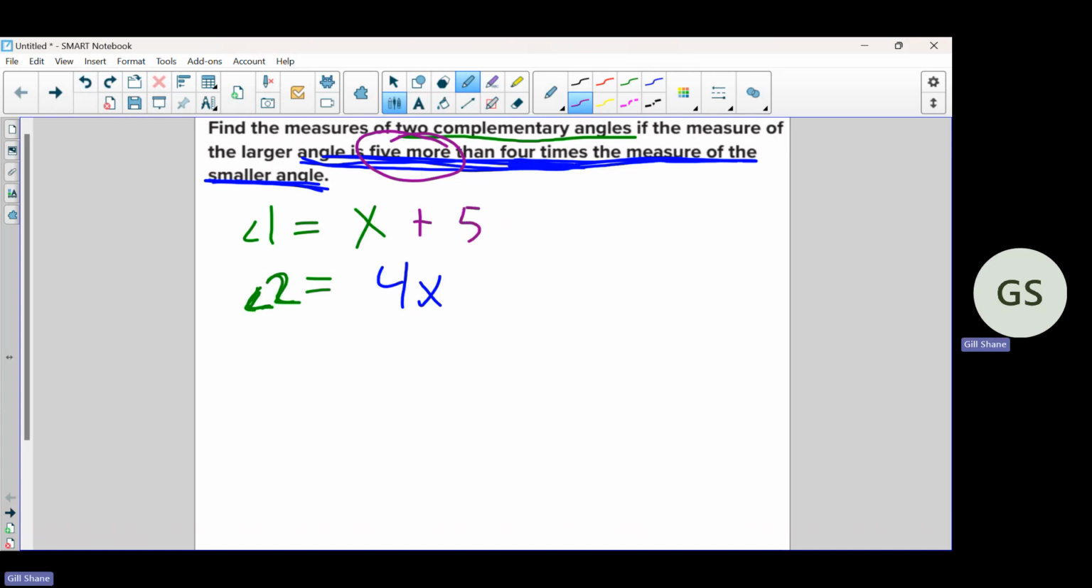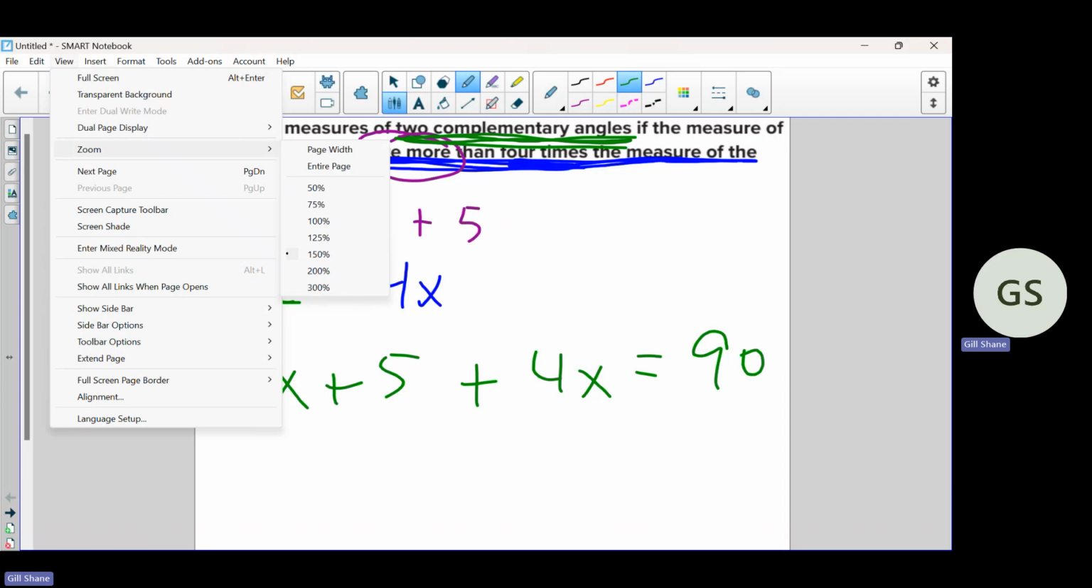So now we have our two littles. We know, again, this still applies. We know that they have to add up to 90 based on that statement. So angle 1 plus angle 2 has to add up to 90. And now we have to do the algebra. I'm going to zoom out a little bit so I have plenty of room.